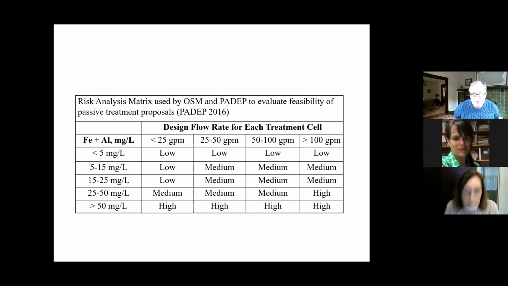And if you're in the low, you're probably good to go. If you're in the medium, you have to explain how you're gonna mitigate for failure of the system. And if you're in the high, you can just forget about it. And the guidance just says you need to install chemical treatment.